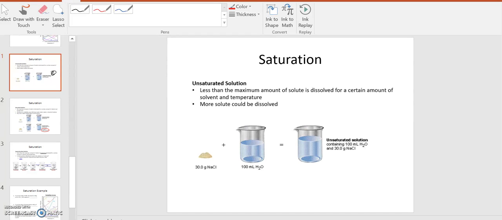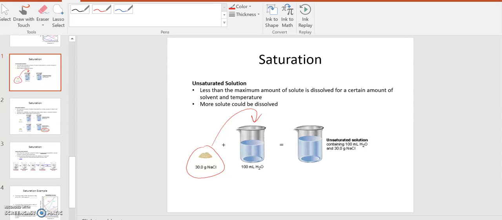So, starting with an unsaturated solution, this is where the amount of solute we put into our solution is less than the total amount we could put in. In this example, we've got 30 grams of sodium chloride going into the water. It all dissolves and more could dissolve. So this solution is called unsaturated.